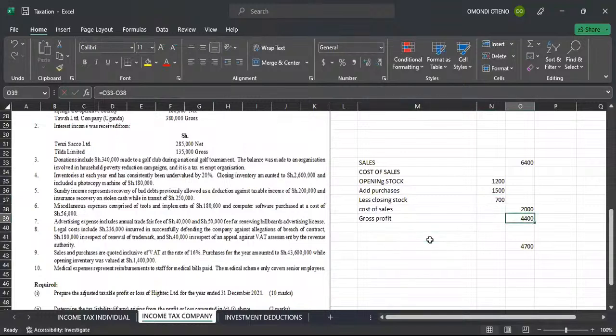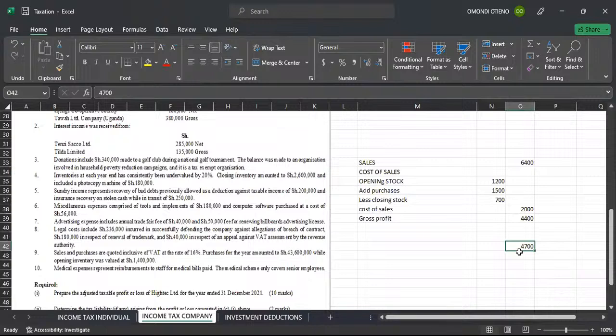Imefanya nini? Our profit has reduced from 4,700 to 4,400. So what has happened? If you put the real value of closing stock, our real profit has reduced, our real profit is now 4,400. It means putting the photocopying machine as part of the closing inventory exaggerated our profits.